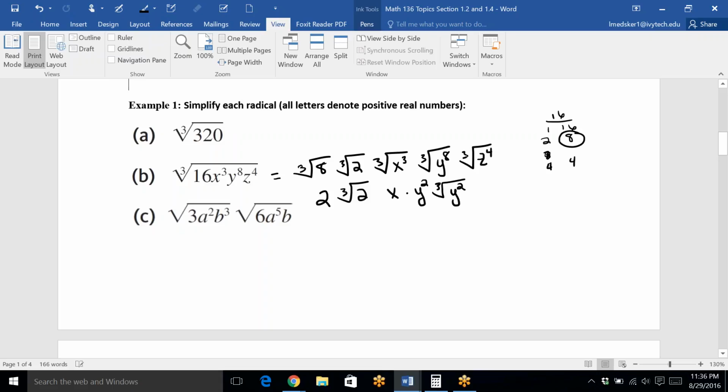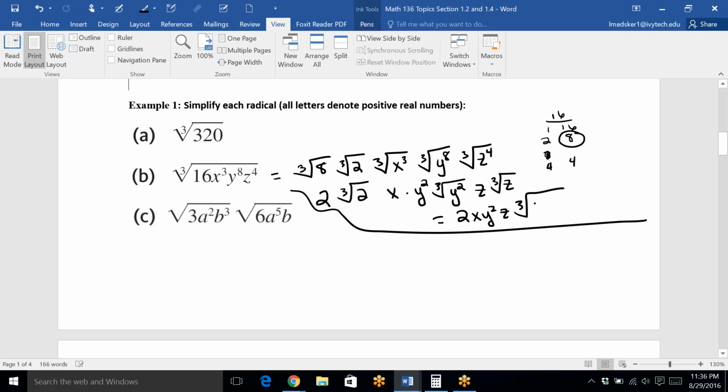And then 3 goes into 4 once, so there'll be a z to the first on the outside with 1 left over. So our final answer for this one is we bring everything that's outside, so the 2, the x, the y squared, and the z, and then everything that's in the cubed root stays in one big cube root, so a 2, a y squared, and a z. So that is our final answer for part B.